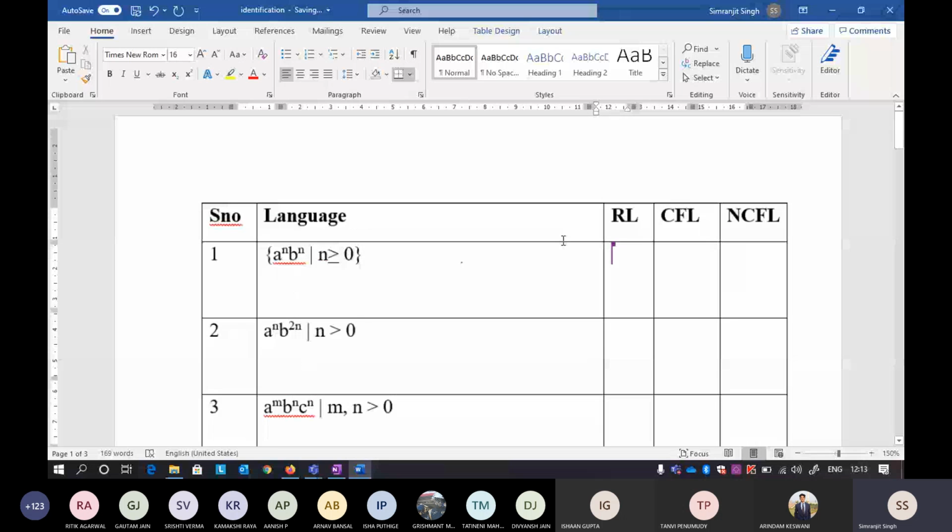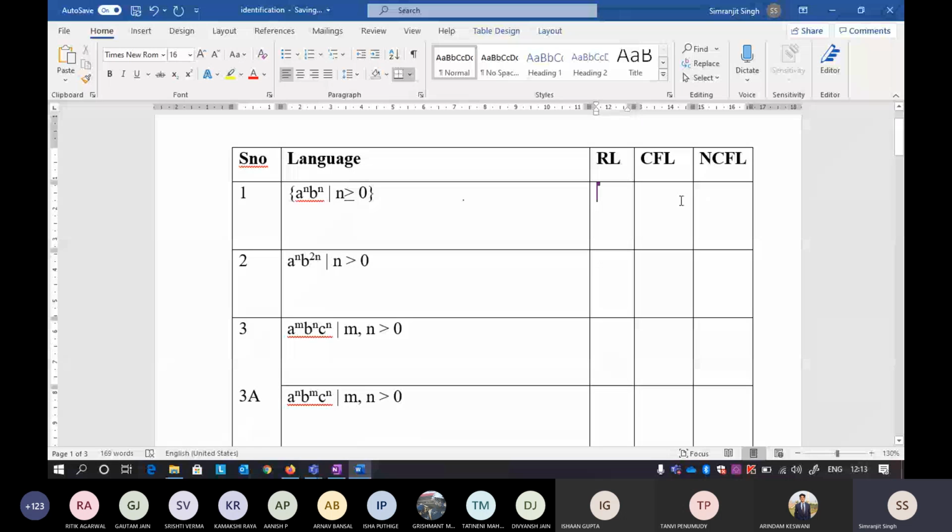So the first question is a fairly basic one, and tell me, is this a regular language, or a deterministic context-free language, or a non-deterministic context-free language? There is no need to draw a particular push-down automata for every question. You can easily take a stack and think about whether it is possible or not.